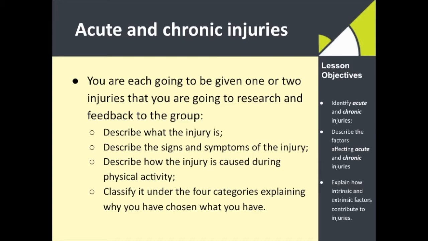We need to describe how the injury is caused during the game, so specific examples of how it's caused and what reason there would be for getting that injury. And then we need to classify it under the four categories that we've explained previously. So is it acute, is it chronic, is it a hard, or is it a soft tissue?